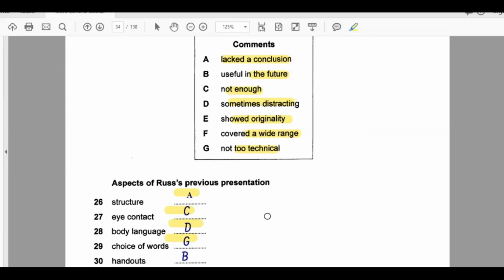Handouts. The handouts you gave were a nice summary of everything you included in your presentation, and would be something good for everyone to refer back to at a later date. Referring back at a later date means useful in the future. So B is our option there, and this is the end of our section 3.